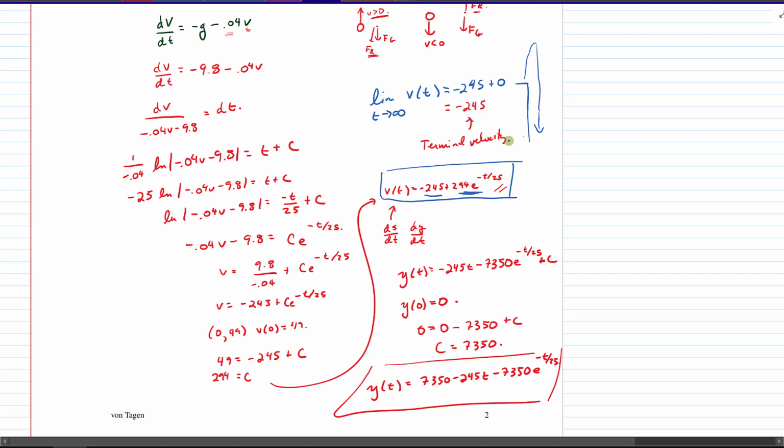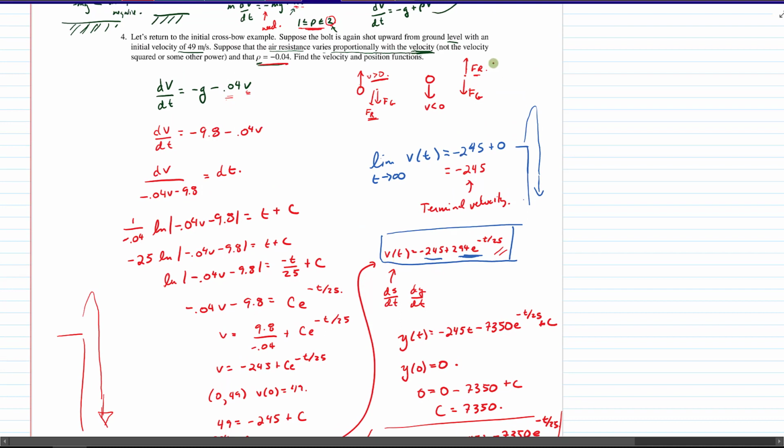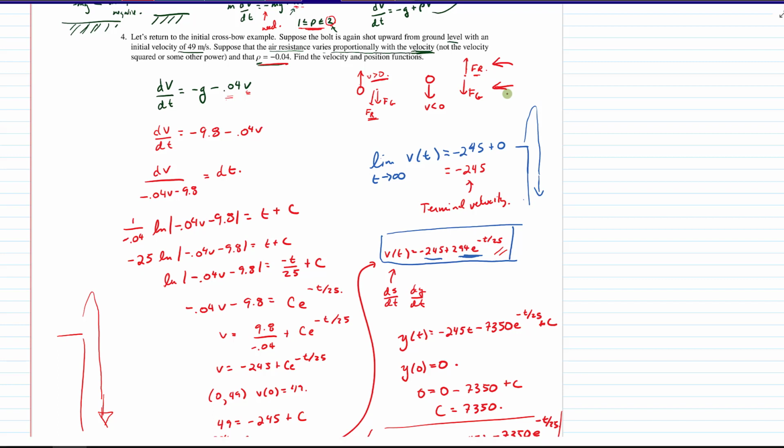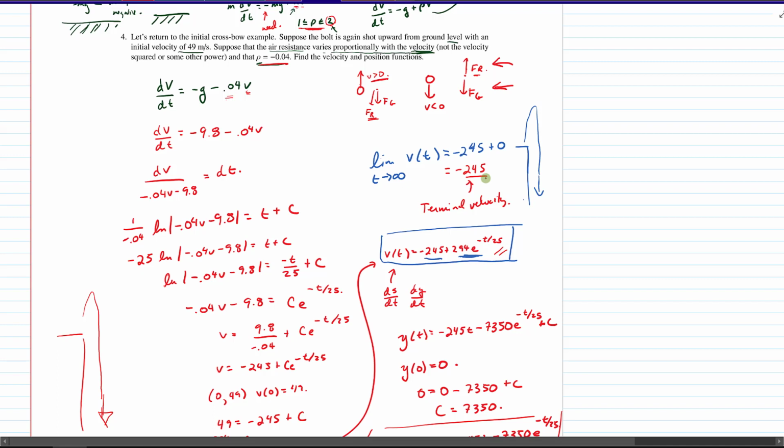So if this object with wind resistance continued falling, let's say we were very high up on a mountaintop with a cliff facing downwards, and it could fall as long as it wanted, eventually it would stop accelerating. And why is that? That would be because the resistance force would be equal to the force due to gravity, and you would no longer have any acceleration in the system. And when that happens, you would be at a velocity of negative 245 miles per hour.